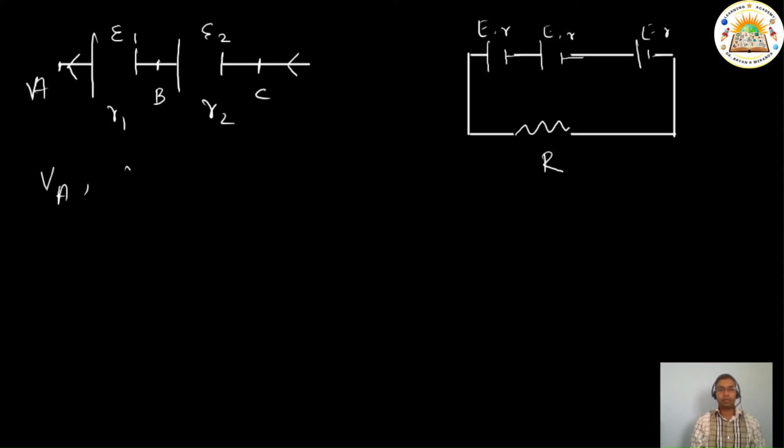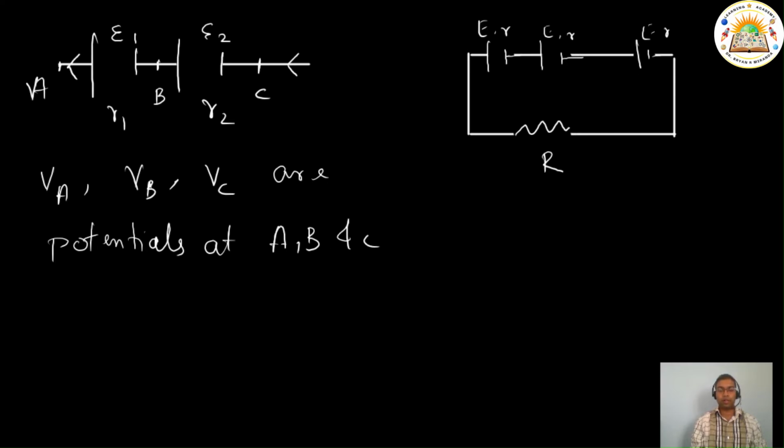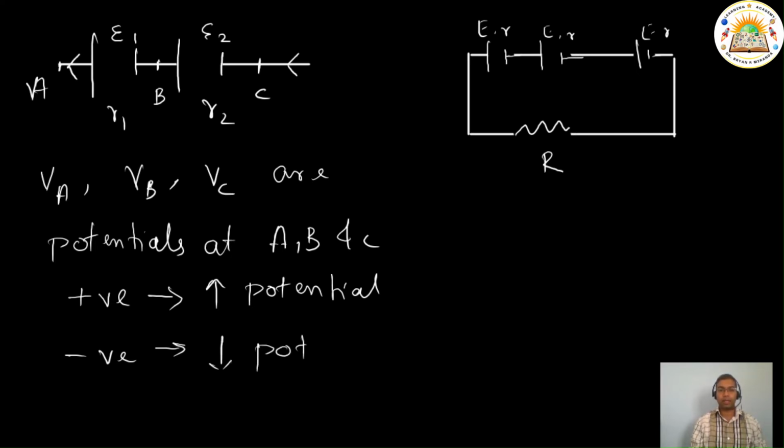So VA, VB and VC are potentials at A, B and C, points A, B, C. Now the convention that we have to use here is we've got positive, negative. So positive would mean an increase or rise in the potential, and negative would mean a decrease in potential that is there. So let us go ahead and look at it.